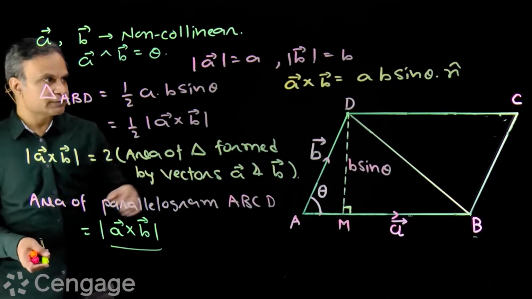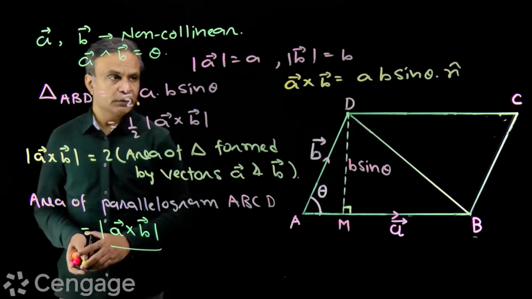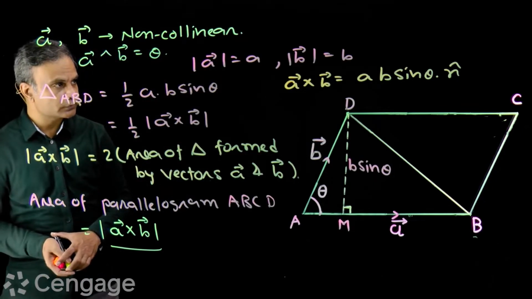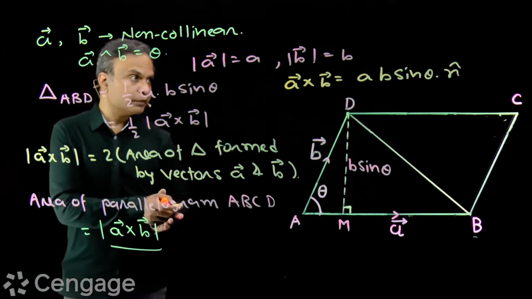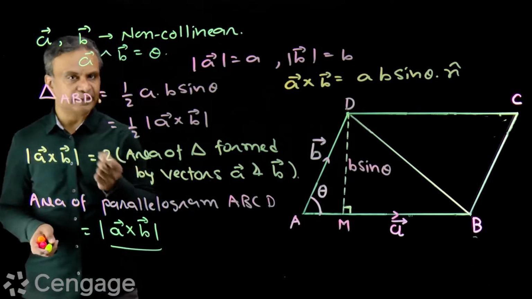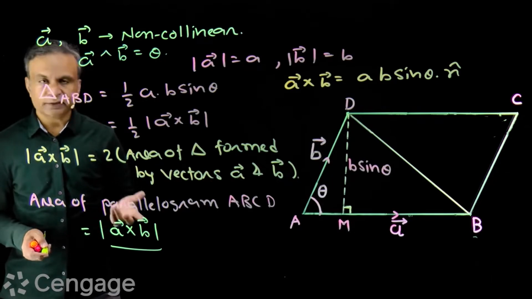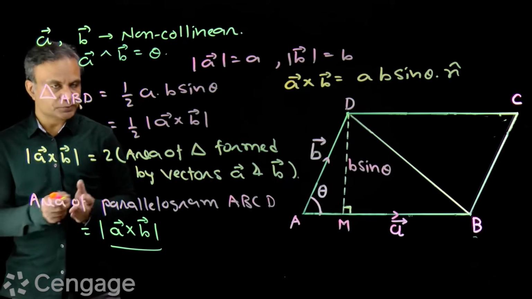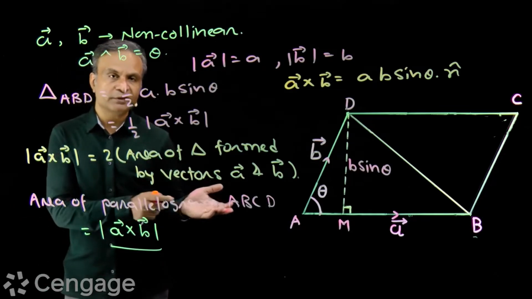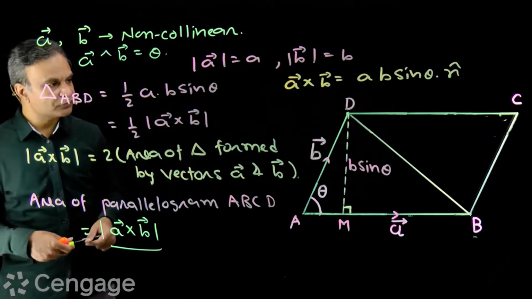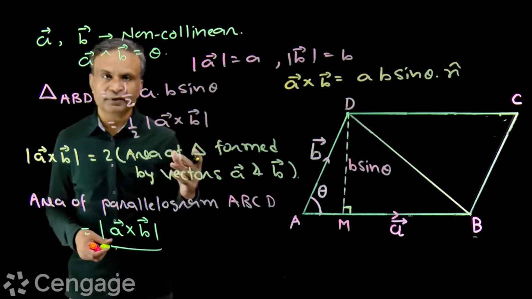So this is the geometrical interpretation: modulus of A cross B is the area of the parallelogram formed by vectors A and B. We also got the formula for the area of a triangle. If two non-collinear vectors are given, certainly we can form a triangle, and the area of the triangle will be half of modulus of A cross B.